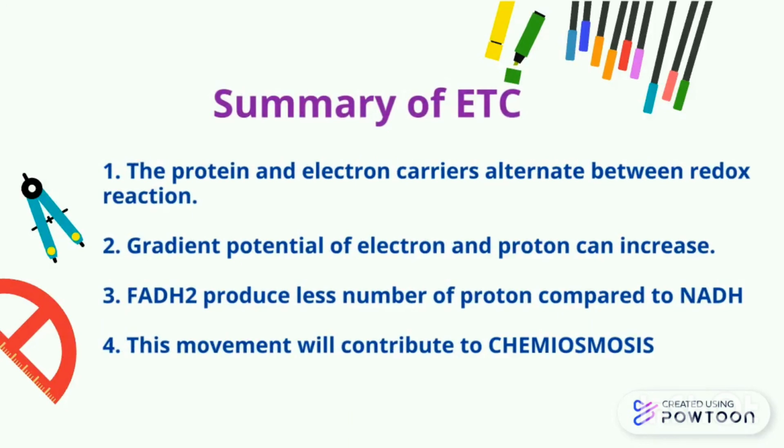Second, the gradient potential of electrons and protons can increase. Third, FADH2 produces fewer protons compared to NADH, but this movement will contribute to chemiosmosis.